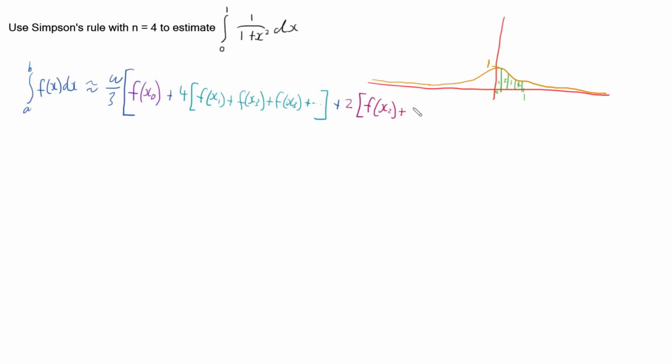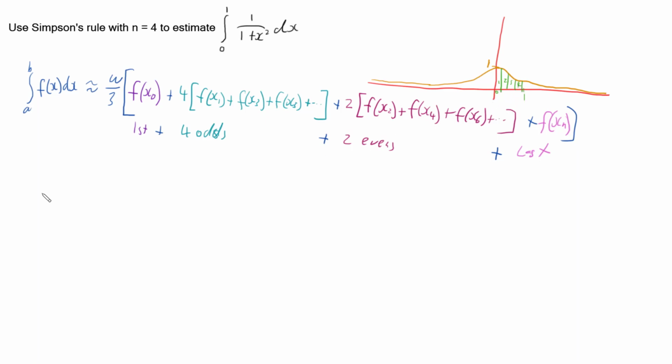So x2 plus x4 plus f of x6 and so on. So all the even terms. Plus, and lastly, we finish off with the value of the function at the last term. So you can effectively think about this as the width on 3 multiplied by the first plus 4 lots of the odds plus 2 lots of the evens plus the last. And so we're going to use this to help us approximate this integral here, giving us this area between 0 and 1.